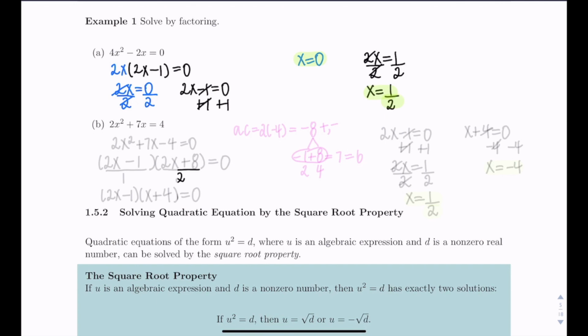Now go ahead and try to attempt 1b on your own. Alright, so let's try to solve for this one. First thing is it's not set equal to 0, so we need to subtract 4 from both sides. So we have 2x squared plus 7x minus 4 equals 0. Now that it's set equal to 0, we want to factor the left-hand side.